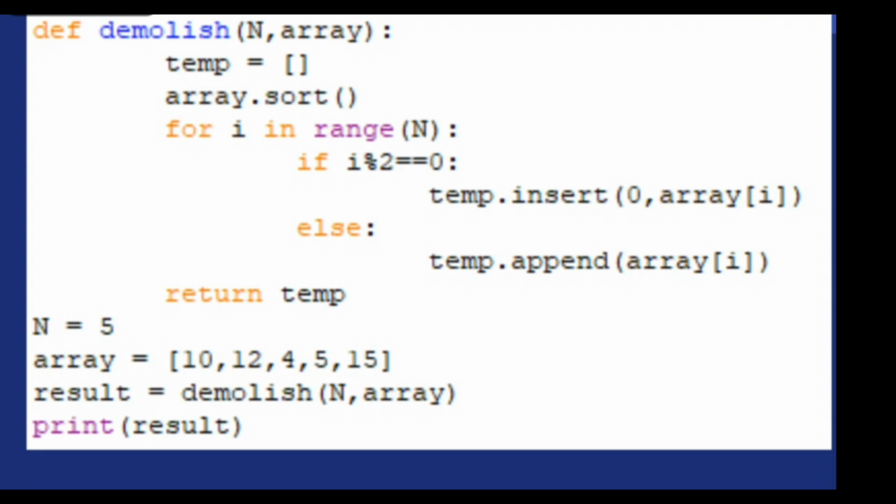Now the inputs are given: n is equal to 5, array is equal to 10, 12, 4, 5 and 15, and then result is equal to demolish of n comma array.